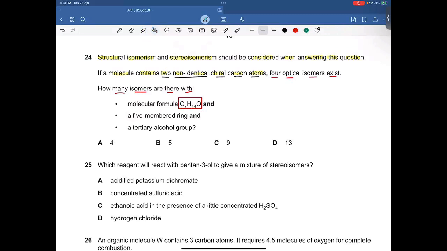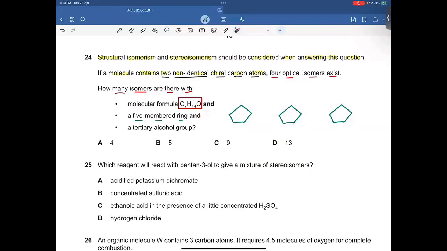A 5-membered ring. So let me make a 5-membered ring. It must be like this. This is a 5-membered ring. Okay, let me work on it. So a 5-membered ring, I have drawn it already.